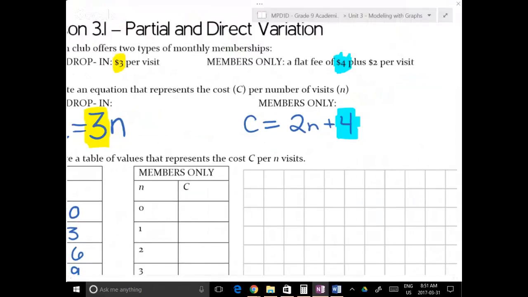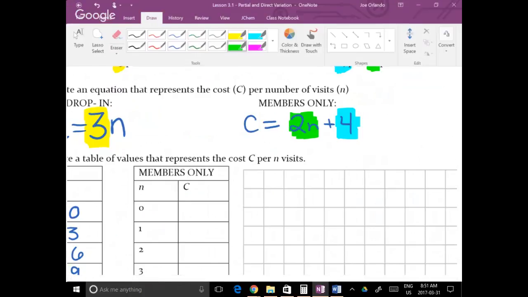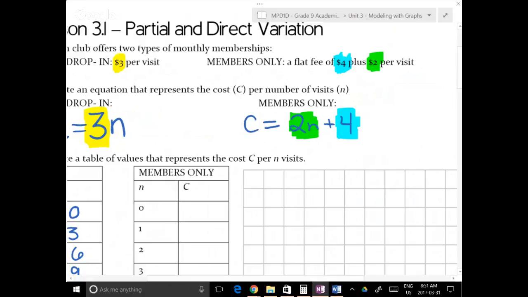Good. So what we're saying here is this. We can figure out how much this one costs, because it costs $2 per visit. But no matter how many times we visit, it's always going to cost four. Flat rate. Because that's what they do. They charge us $4.